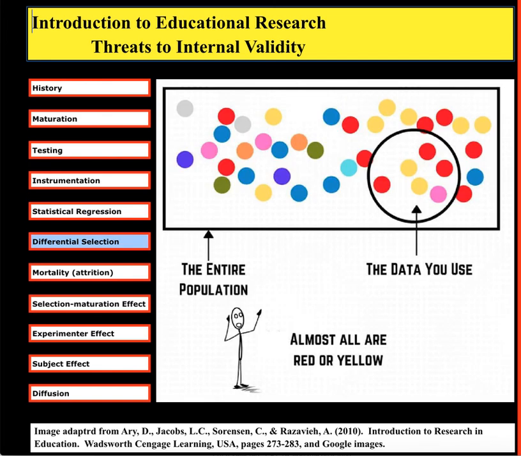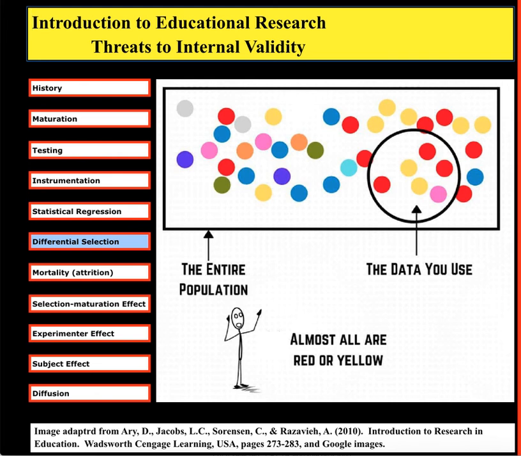Another threat is differential selection or selection bias. And this is when participants in the experimental and control groups have different characteristics that affect the independent variable differently. So the groups are not equivalent, and therefore it's not really fair to compare them. And you can see from your graphic there that the population is multicolored dots, but the data that you're using only has red, purple, and yellow dots, which is not representative of the population.